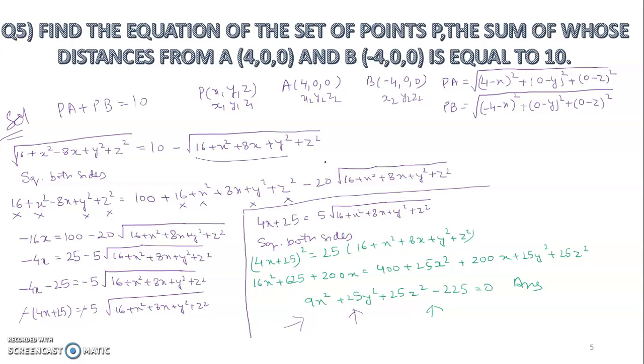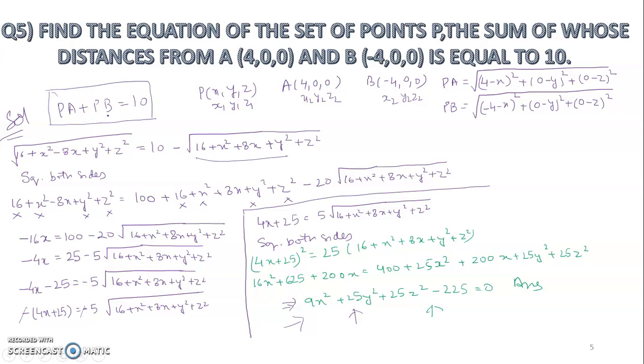So what you have to keep in mind, students, is to read the question. It is saying find the equation. See, the answer we are getting is the equation only. This is the equation which we have got. It is saying the set of points P, the sum of whose distances from A and B is equal to 10. So you have to keep this in mind: PA plus PB is equal to 10. In the exam it can be 5, it can be 15, the distance can be anything. The concept will be the same. PA plus PB is equal to 10.